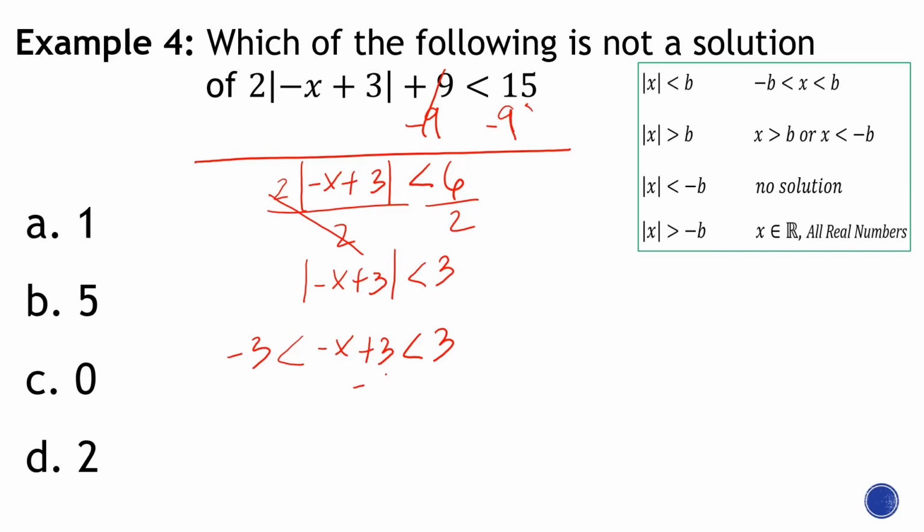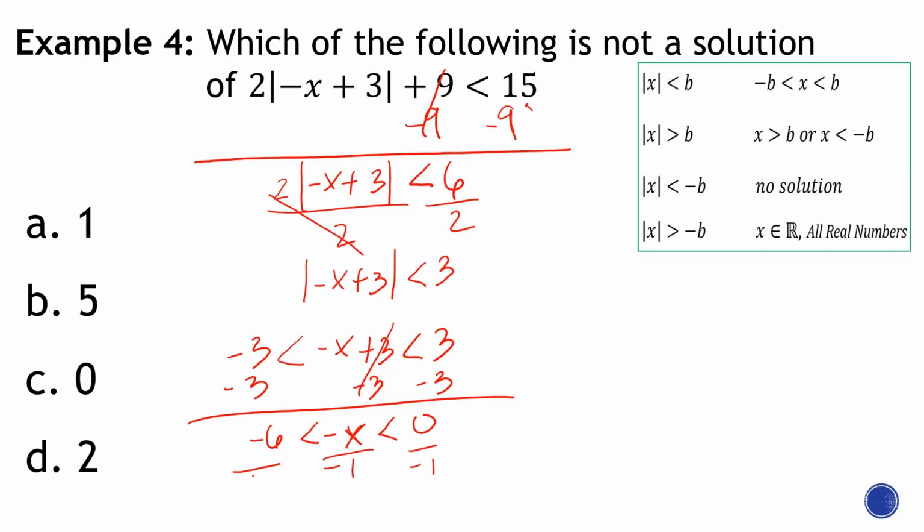Okay, let me just double check what I did here. So minus 9, minus 9, 6. Okay. So minus 3, minus 3, minus 3. There's a lot of 3's. Negative 6 less than negative x less than 0. And then divided by negative 1, divided by negative 1, divided by negative 1. So we have 6 less than x, 0.